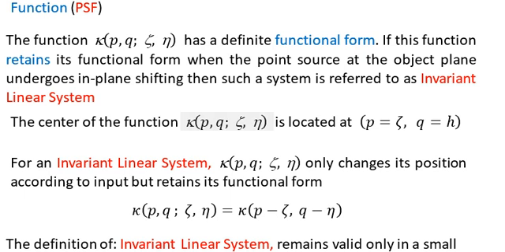The center of the function kappa at coordinates P comma Q semicolon zeta eta is located at P equal to zeta, Q equal to eta. So here, at the image plane, we have eta. So this is the center of kappa.